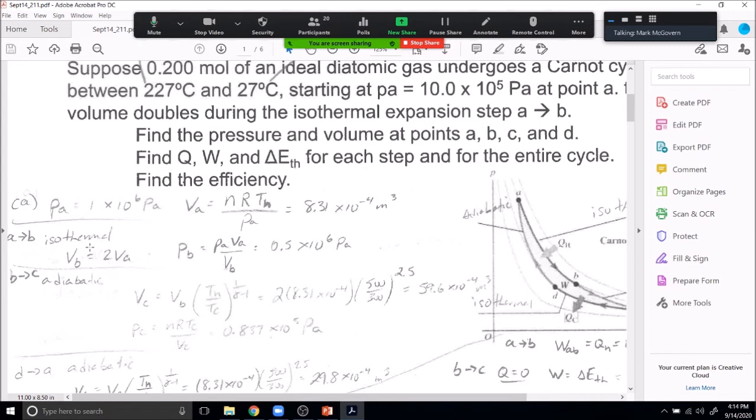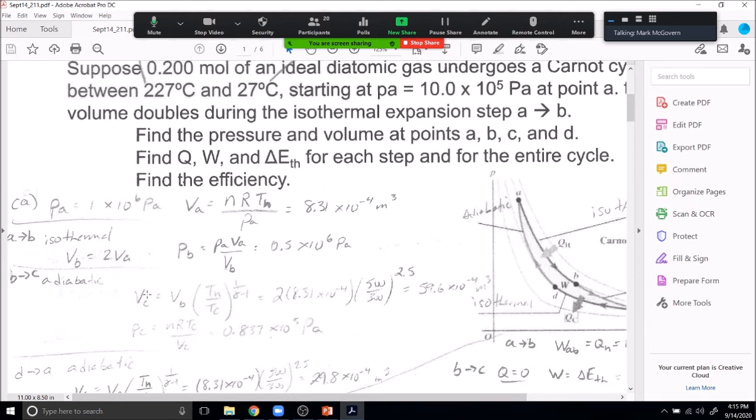Fantastic. Now, in step A to B, during the isotherm, the volume doubles. So I have that here. So when we get to point B, the volume doubles. I can use an ideal gas law proportion to figure out the new pressure. If the volume doubles, the pressure is cut in half. So I now have 500,000 Pascal. Great. Now we go to BC, because I want to figure out what's happening at C now.